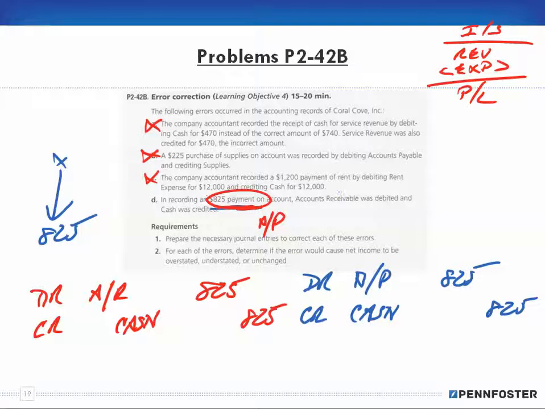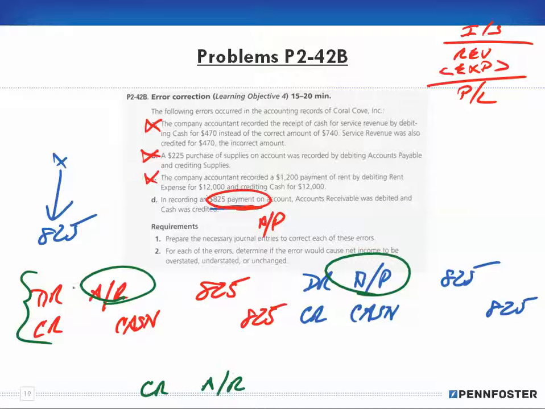Now my cash is okay. The issue is, I debited accounts receivable, and I should have debited accounts payable. To correct that entry, remember, we're correcting this entry here. To get rid of the accounts receivable, I need to credit the accounts receivable.